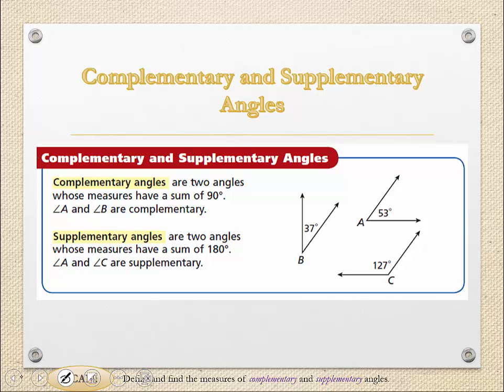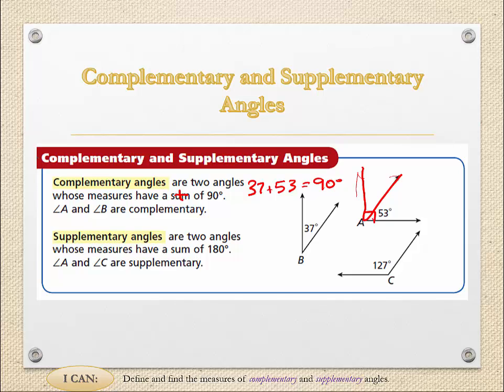Complementary and supplementary angles. Complementary angles are two angles whose measures add up to 90 degrees. Remember, the word sum means addition. So in this case, A and B are complementary because if you add 37 plus 53, you end up with 90. And they form a right angle. If we were to put these two together, we would end up with this 90-degree angle right here.